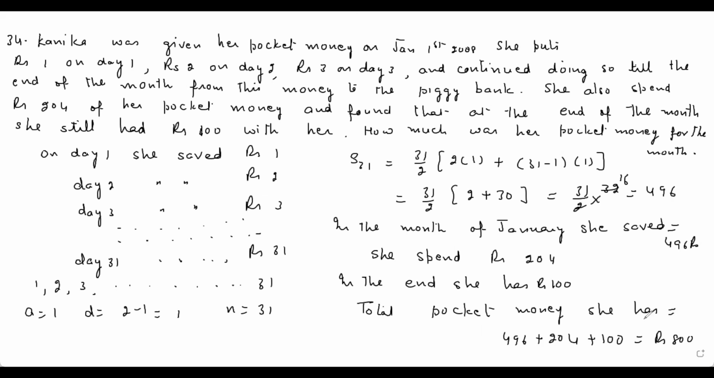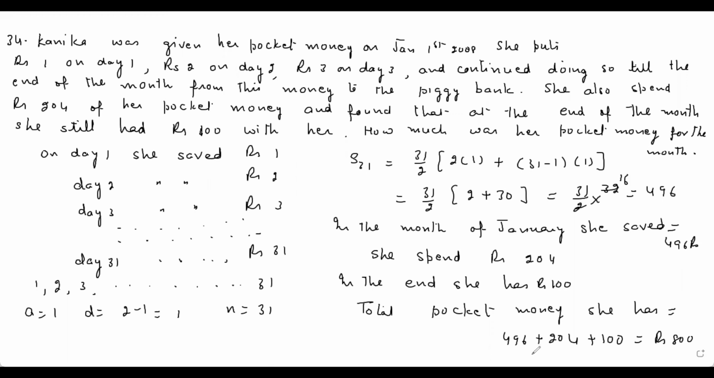Let me repeat it. Kanika got some pocket money in the month of January. Some of the money she saved, some of the money she spent, and some of the money in the end she has. First, we will see how much money she saved in the month of January. For day 1, she saved rupees 1. For day 2, she saved rupees 2. Similarly, for the 31st day, she saved rupees 31.